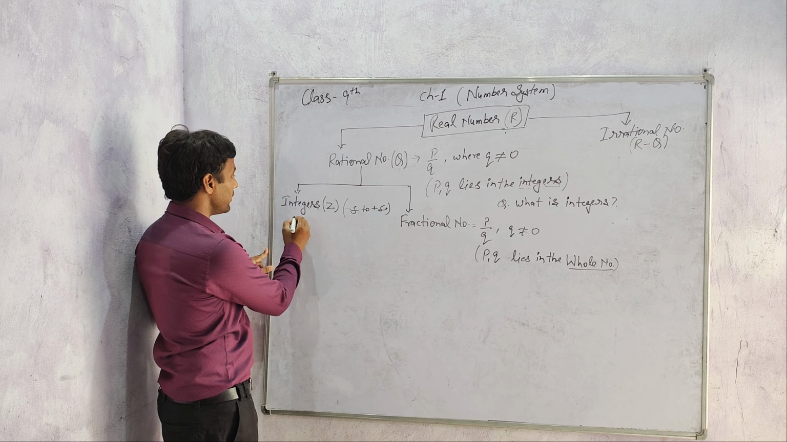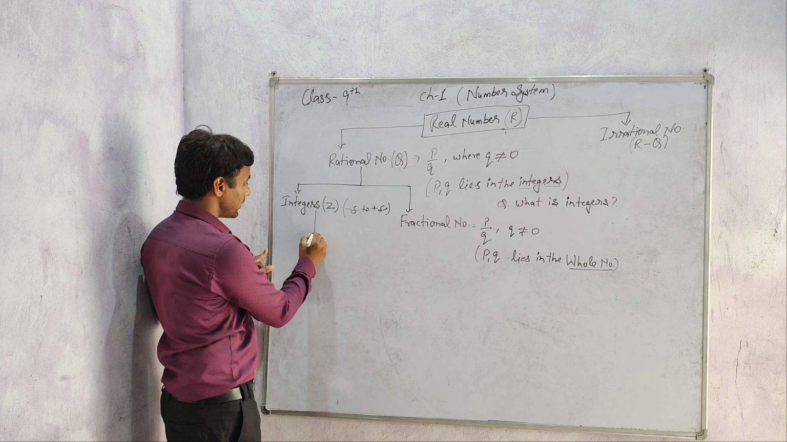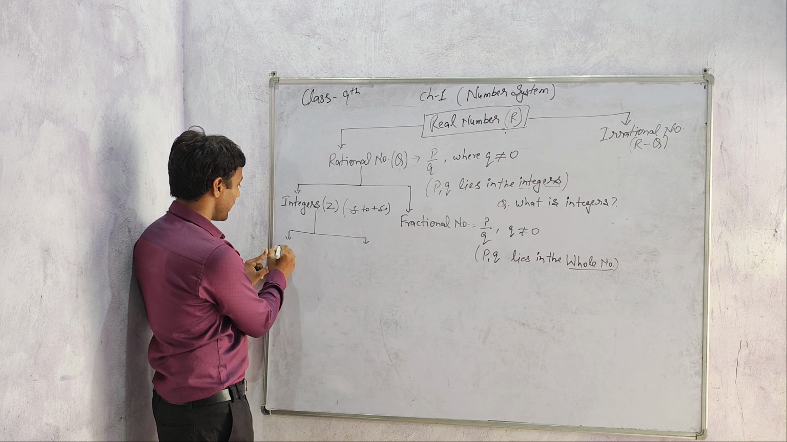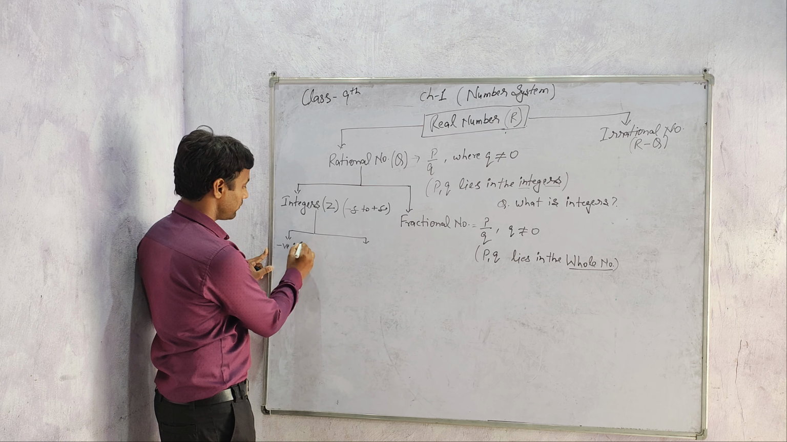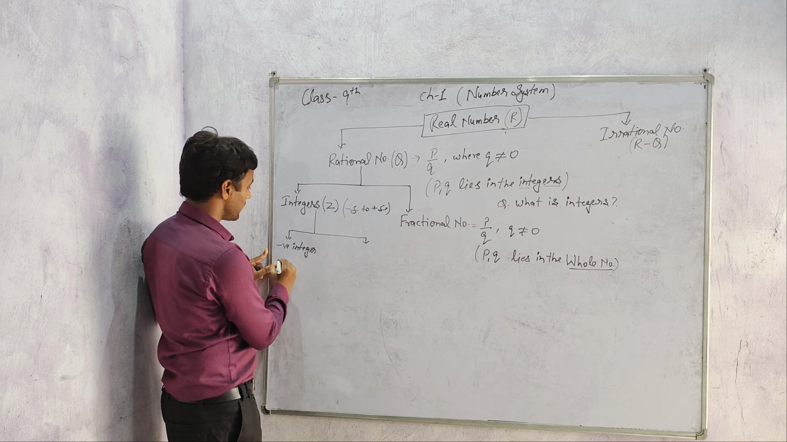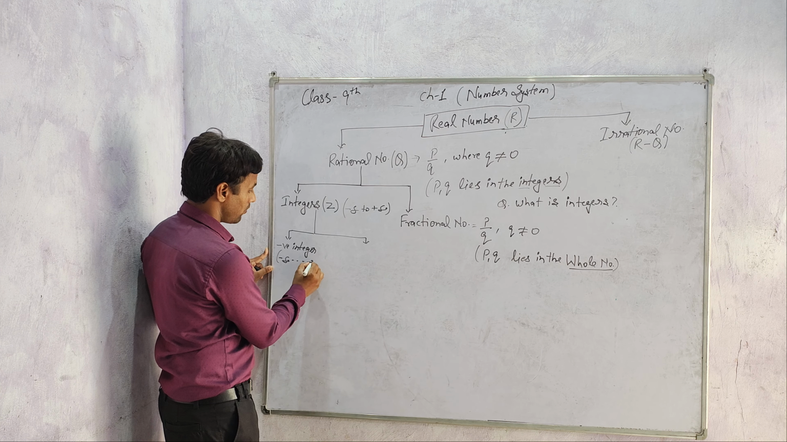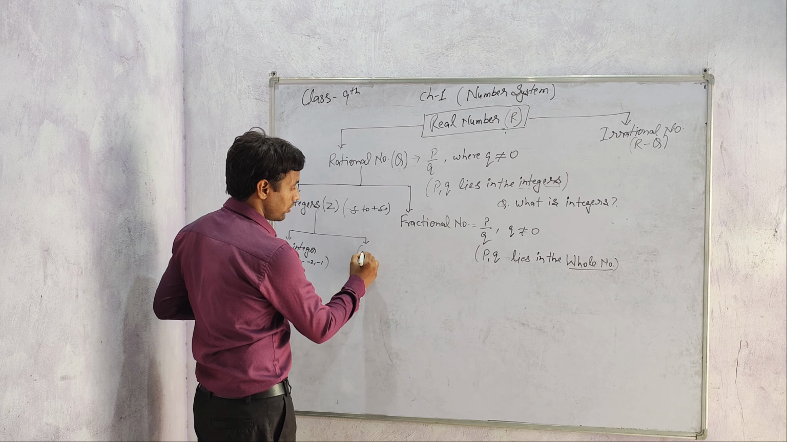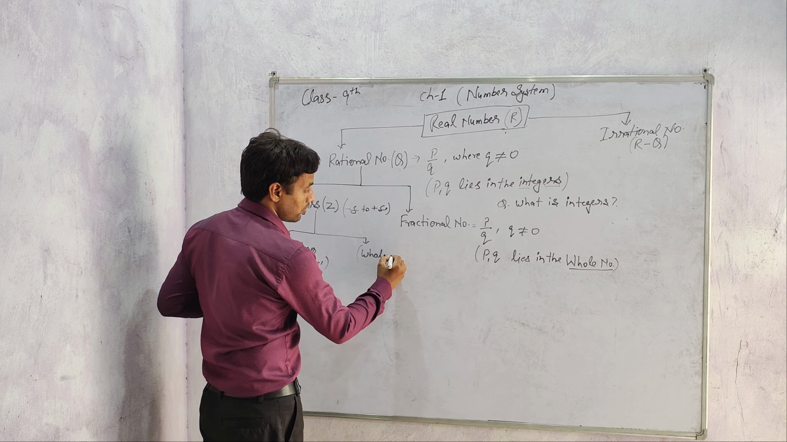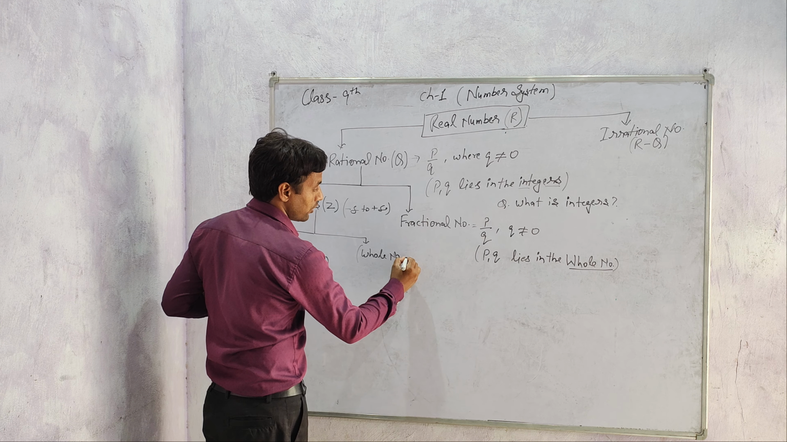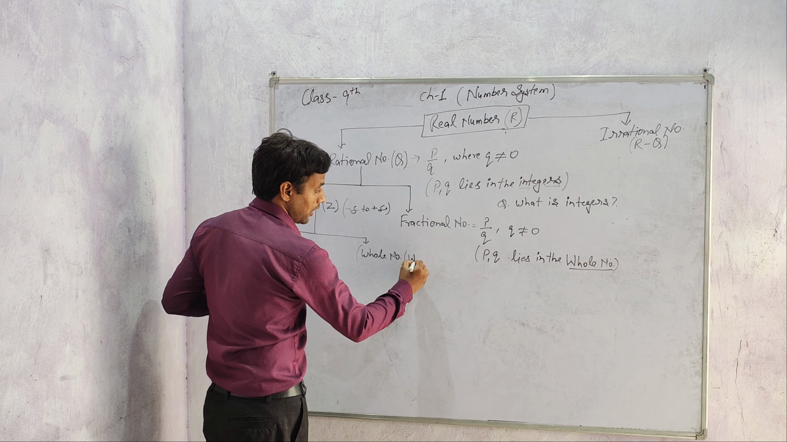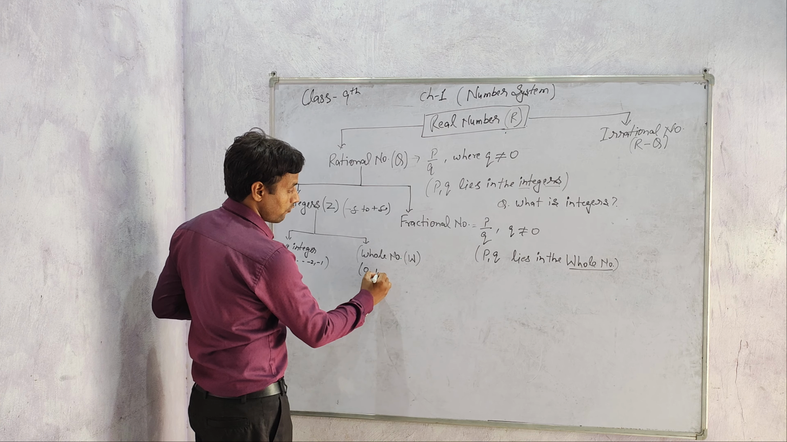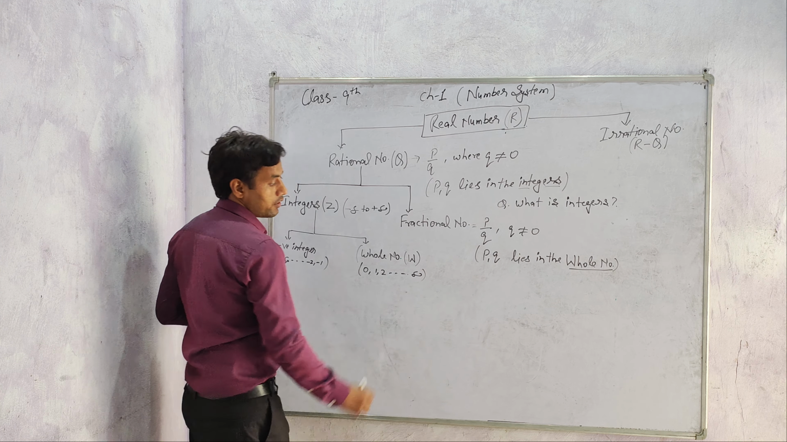Now come to integers. If we further split the integers, there are two different parts. Here is negative integers, that means minus infinity up to minus 2, minus 1, and the remaining part is whole numbers, which are denoted by capital W. That means whole numbers start from 0, 1, 2 up to infinity.